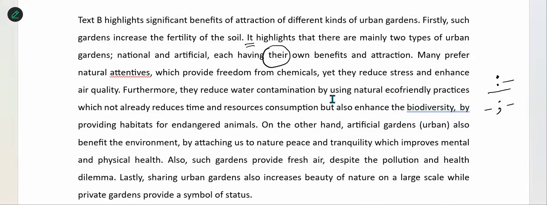So, any benefits interaction, many prefer natural attentives. I don't know what the word was. So, which provide, this is another problem. It should be which provide or provides freedom from chemicals, yet they reduce stress and enhance air quality. Furthermore, they reduce this one.